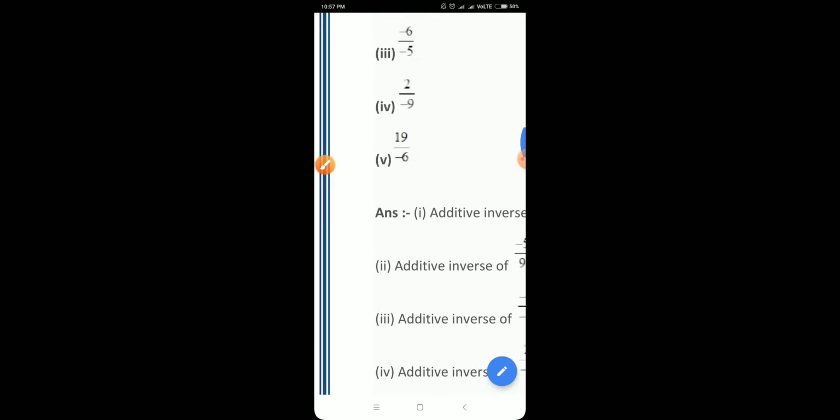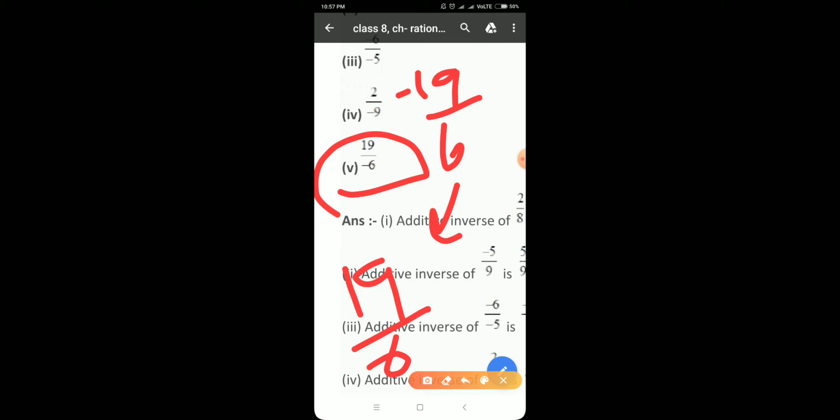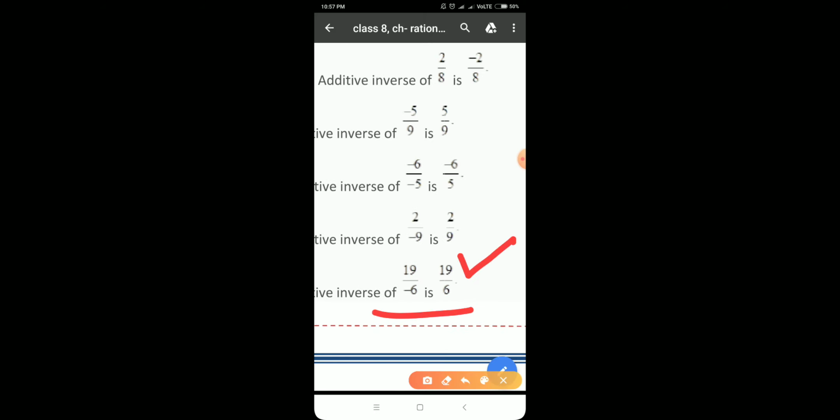In the last part, what will be the additive inverse of 19 upon minus 6? It is a very important question. An additive inverse and multiplicative inverse question of 1 mark definitely comes. So 19 upon minus 6 becomes minus 19 upon 6, and its additive inverse, negative of that, becomes positive. So the additive inverse will be 19 upon 6.